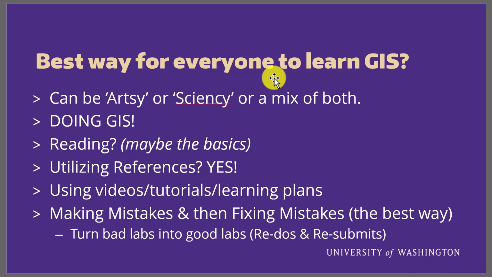Making mistakes and then fixing your mistakes is probably the best way to learn GIS. For example, submitting a lab and earning 1 or 2 out of 50 points or even 100 points, and then fixing the lab through some redos and resubmits will help reinforce the positive aspects of what you do in the lab, and you'll take that forward into the next lab and the next lab throughout the course, and then perhaps throughout the GIS certificate if you enroll.